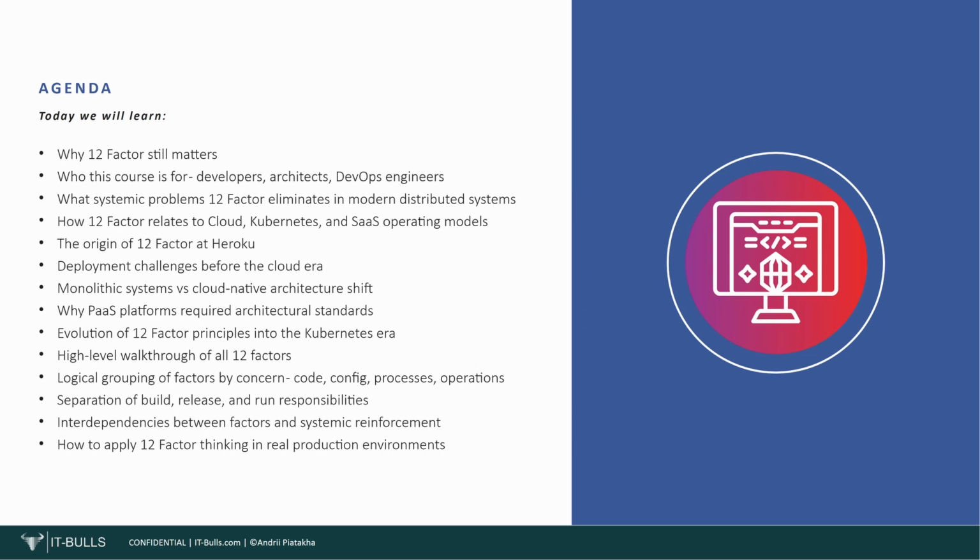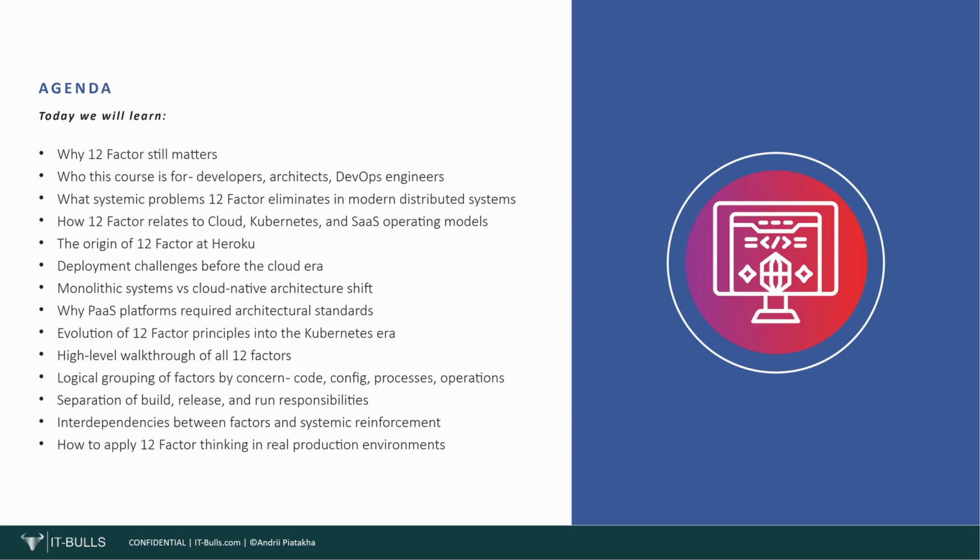After establishing the modern context, we will step back into history. We will explore the origin of 12-factor at Heroku, discuss the deployment challenges that existed before the cloud era, and analyze the architectural shift from monolithic systems to cloud-native design. You will also understand why past platforms required architectural standards in the first place.